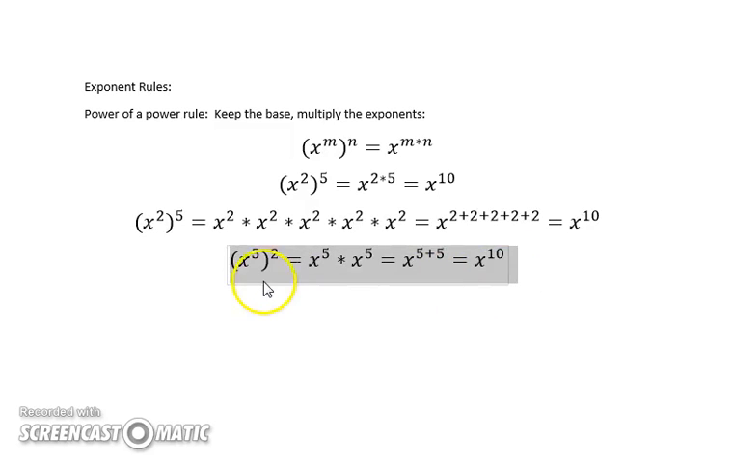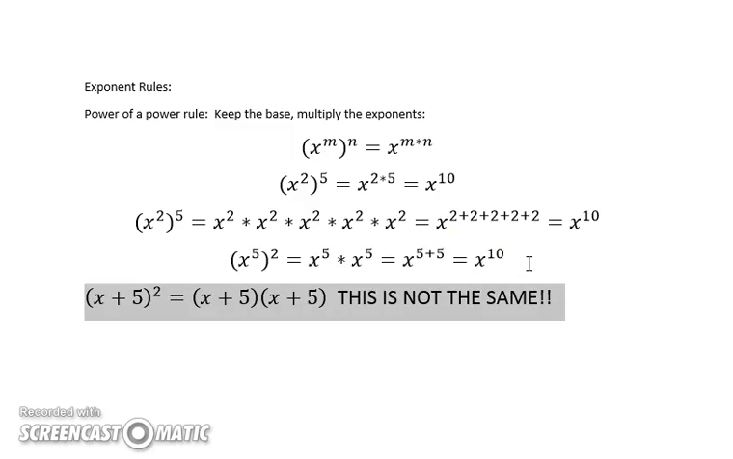Likewise, if we had x to the 5th squared, that's the same thing as squaring the contents, or squaring x to the 5th. So x to the 5th times x to the 5th. Again, using our product rule, we have x to the 5 plus 5, or x to the 10th power.